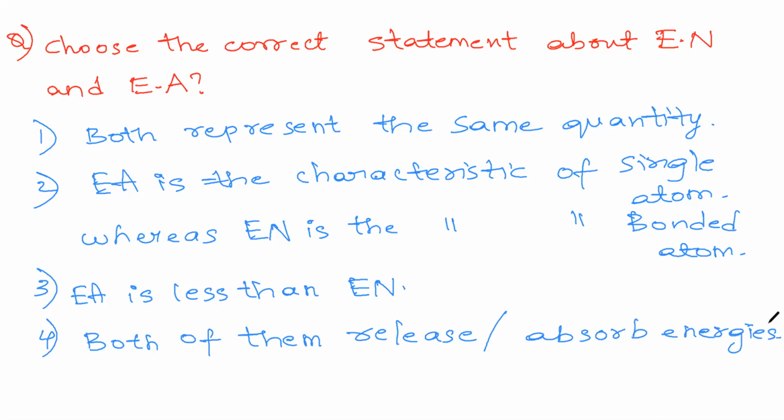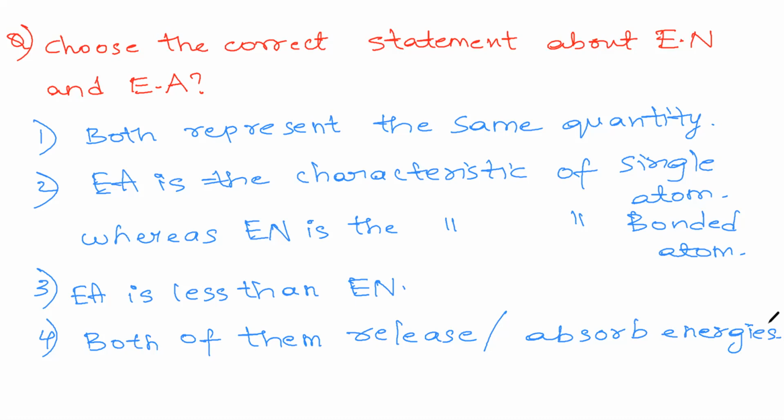So if you take EA is less than EN, both of them release or absorb energies and both appear in the same quantity, and EA is electron affinity. What is electron affinity? The amount of energy released, usually it is released, when a neutral gas atom gains an electron. So a neutral gas atom is a characteristic of a single atom.